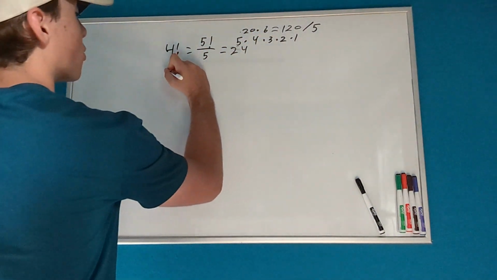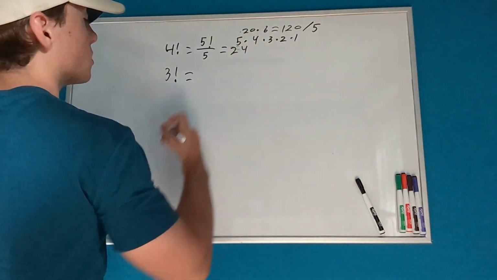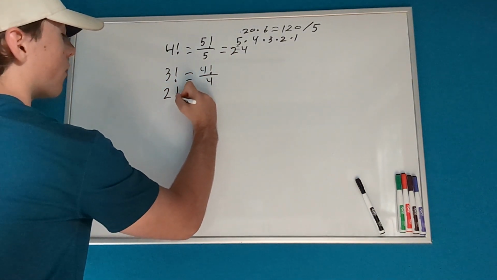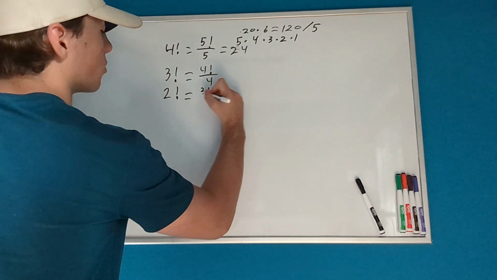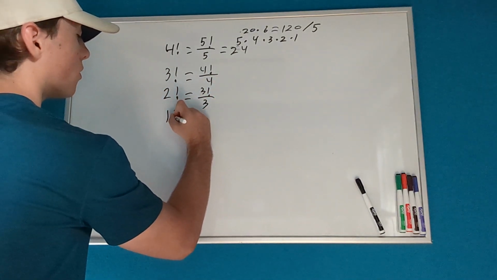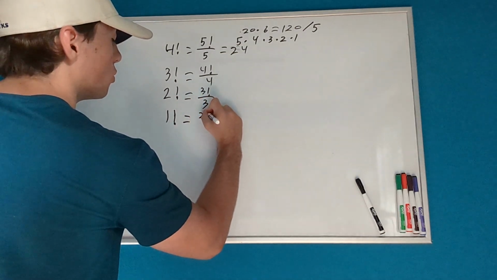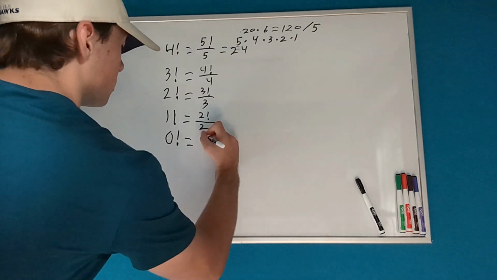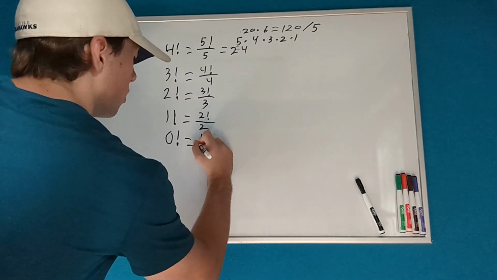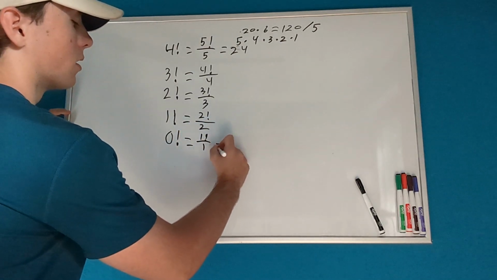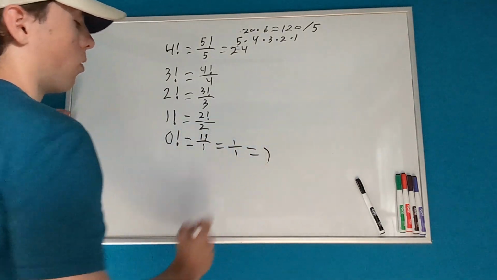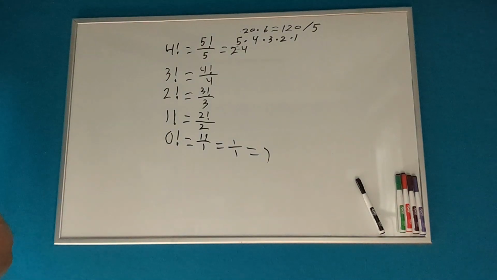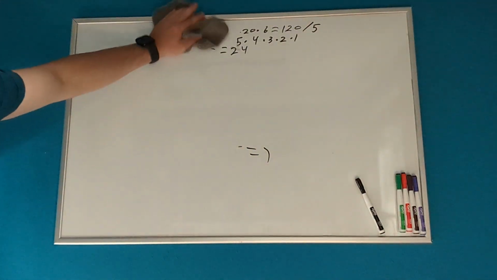So then we can say 3 factorial equals 4 factorial over 4. I'm not going to check the answers again. 2 factorial equals 3 factorial over 3. 1 factorial equals 2 factorial over 2. Then 0 factorial equals 1 factorial over 1, which equals 1. So that's my best explanation on why 0 factorial is equal to 1.